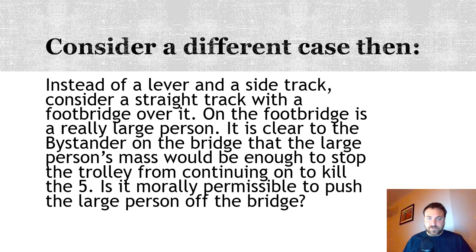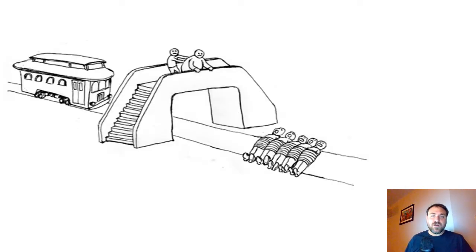It's very clear to the bystander on the bridge that the large person's mass would be enough to stop the trolley from continuing on to kill the 5. So the question is then, is it morally permissible to push the large person off of the bridge? So again, visual representation of what's going on here. It's very much like the bystander at the track case, except that we've changed the architecture a little bit. And again, that tends to really change a lot how people tend to feel about the case. So the idea is if in pushing this large person over the edge, they would have enough mass, right, to stop the train before it kills the 5, then essentially what you would be doing is sacrificing 1 to save the 5. Very much the way that the bystander at the track does it. In fact, just the same way that the doctor would do the same thing, sacrifice 1 to save the 5. And now all of a sudden, people tend to feel very differently about the issue.